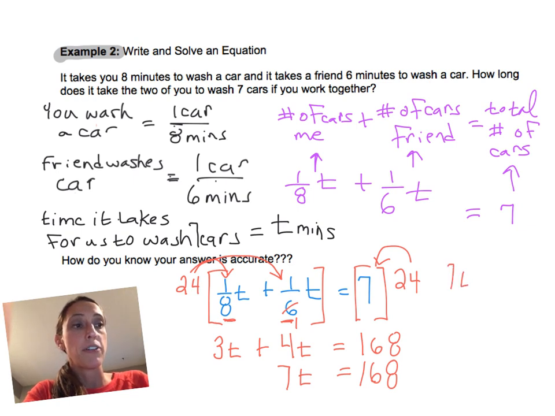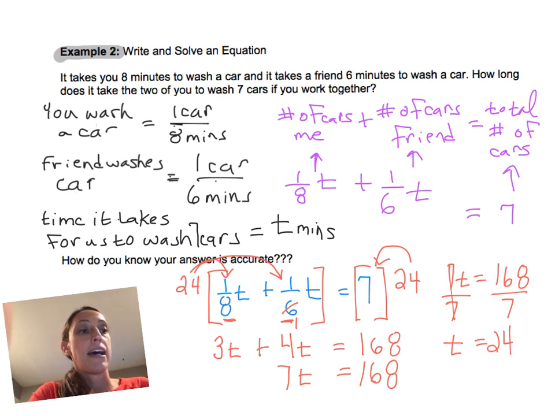So I'll pop up here for a second. We got 7t equals 168, and I got to get that t by itself. So I'm dividing both sides by 7. T equals 24. And you don't want to leave me any naked numbers. If we were in my classroom, you could see the poster of it: No naked numbers. We need units. So we have 24 minutes is the time it should take my friend and I to wash 7 cars.